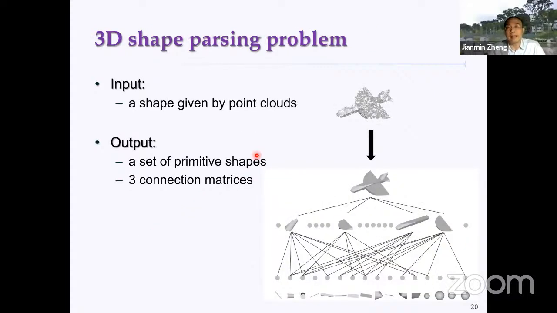Okay, with all this ready, we can formulate our 3D shape parsing problem. The CSG stem is quite a flexible and fundamental representation. So now our problem is this: the input is a shape given by a point cloud, and we want to reconstruct the CSG stem representation. So we output a set of primitive shapes by their parameter values, and the three connection matrices tell how those shapes are combined. By nature this is an inverse problem, and generally quite challenging.